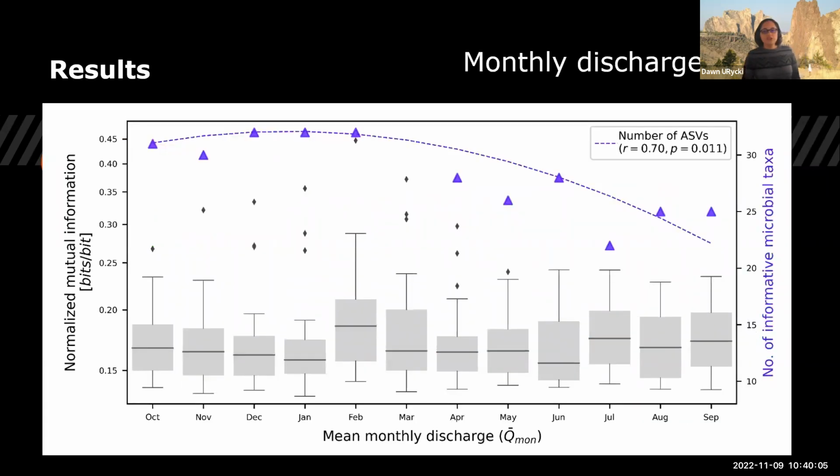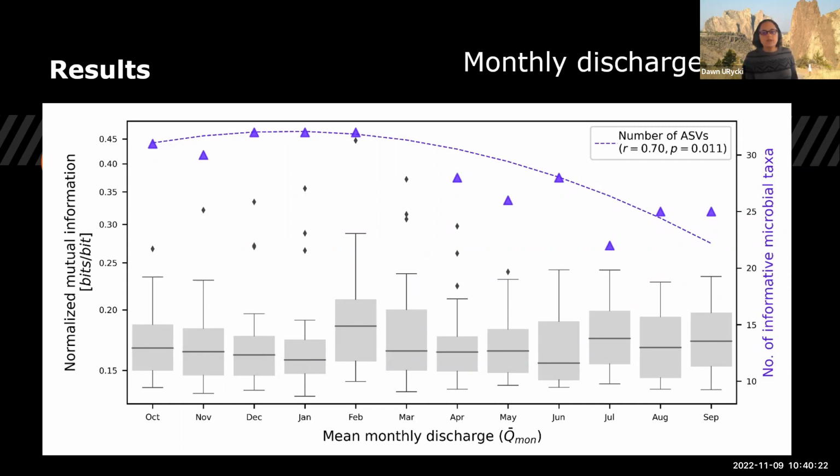And then for long-term mean monthly discharge, we find that the highest median value of normalized mutual information was in February, though there was no significant trend in time. So we had this peak here, but there's no trend through the months.